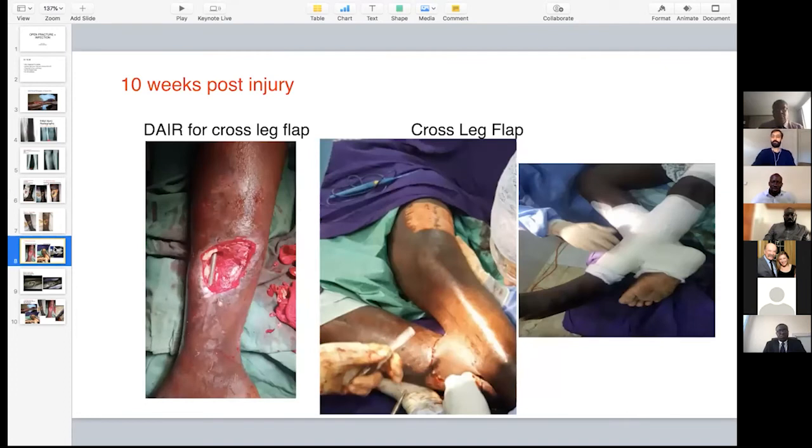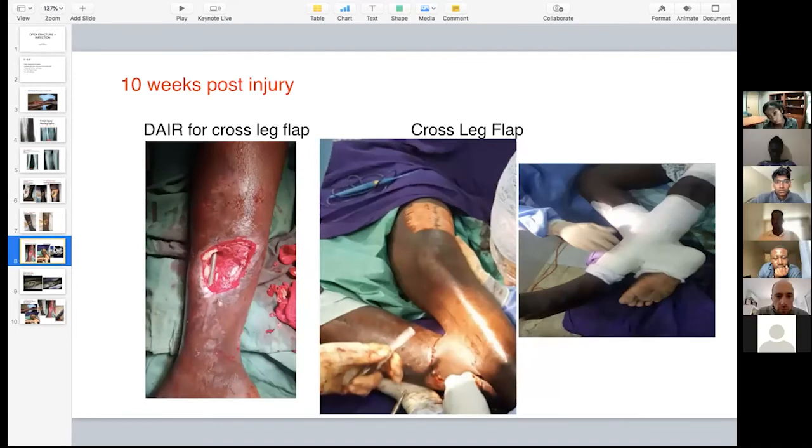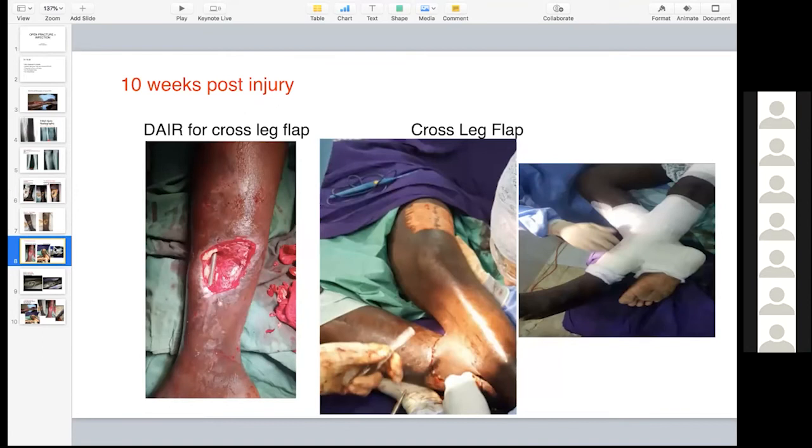So this was the picture post debridement. All the devitalized tissues were removed. The exposed dead bone was also removed. You could see the nail was exposed.